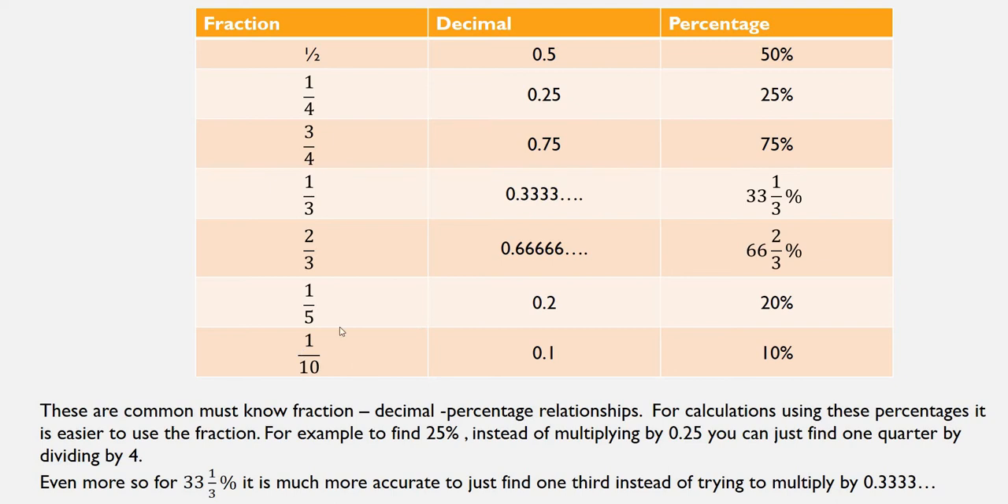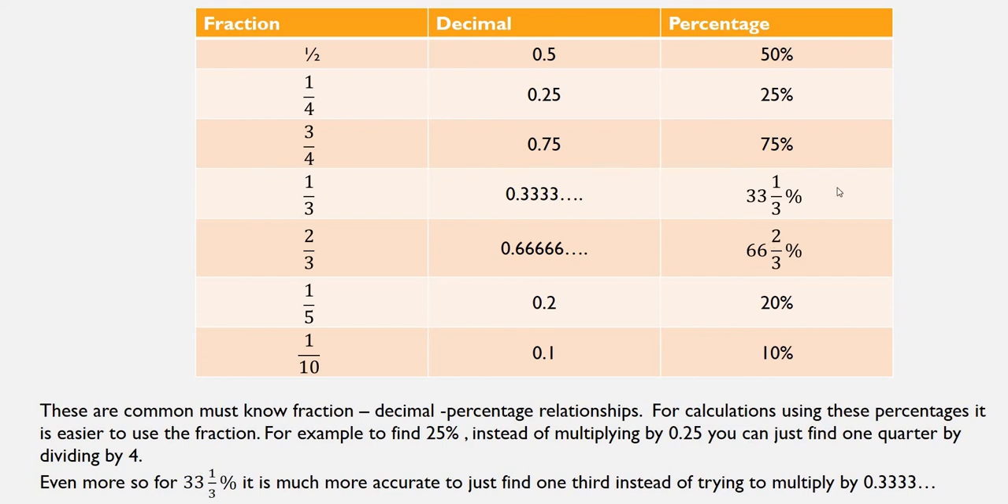Now, these common must-know fraction, decimal, percentage relationships are really important because for these particular ones, it's much easier to use the fraction when we're doing our calculations. So for example, if I wanted to find 25% of something, yes, I could multiply it by 0.25, but if I know that 25% is the same as a quarter, I can just divide it by 4.